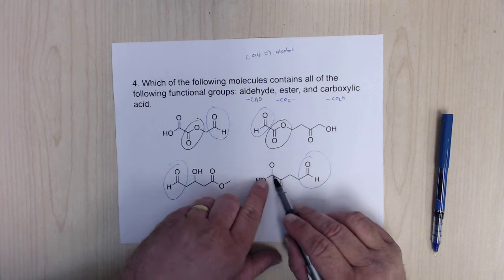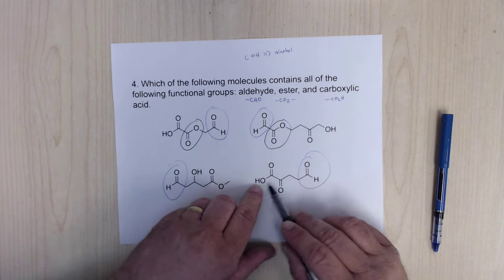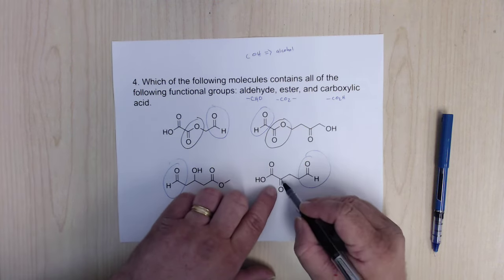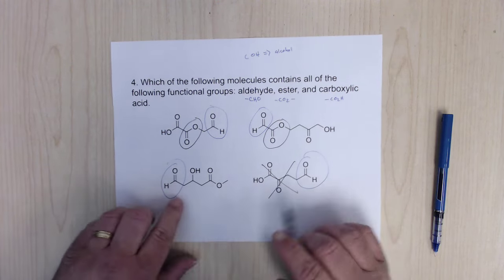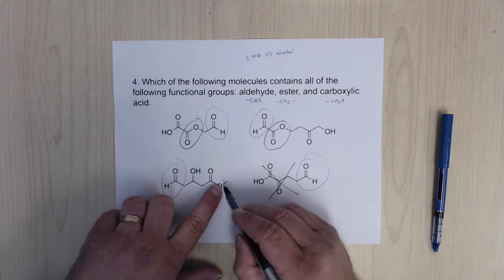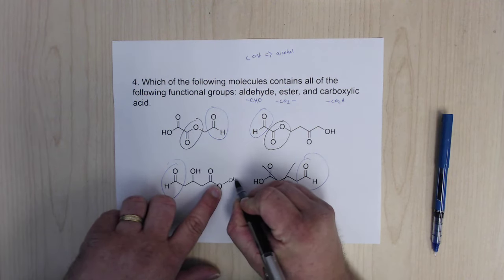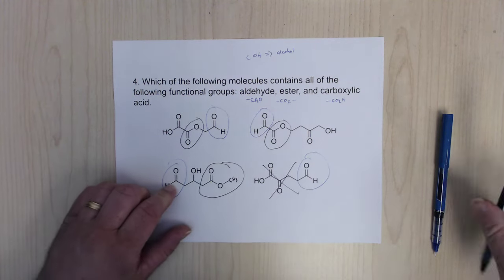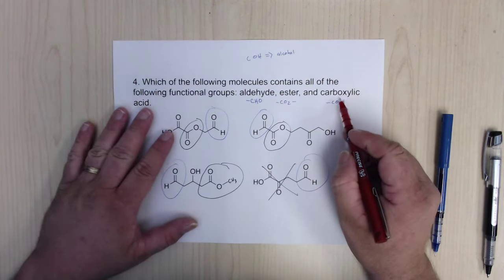Here you have a C double bond O, C double bond OH. That's a carboxylic acid. But here it's a C double bond O with just carbons on either side. So this one's a ketone. So that's not going to work. And then here we do have the ester because this ends up being a CH3, right? So with carbons on either side. So here's our ester. Now for this one, for the carboxylic acid, right?